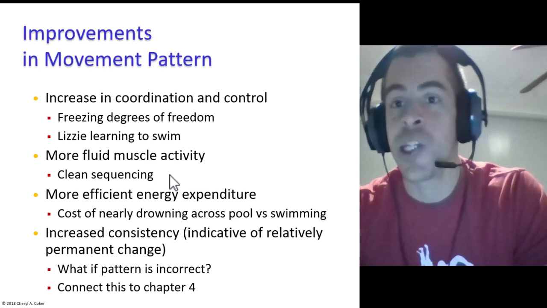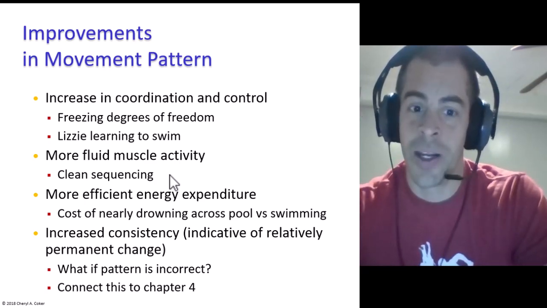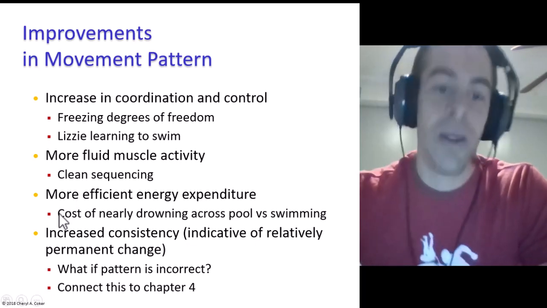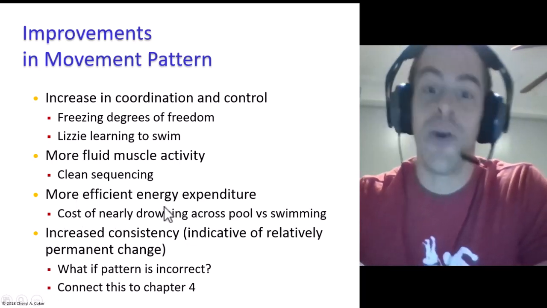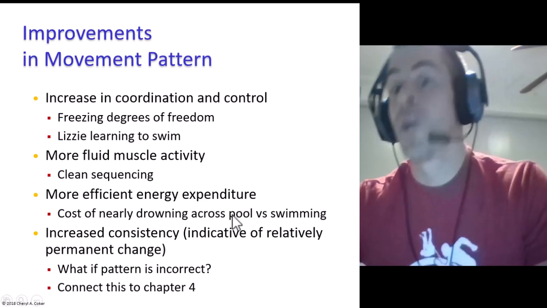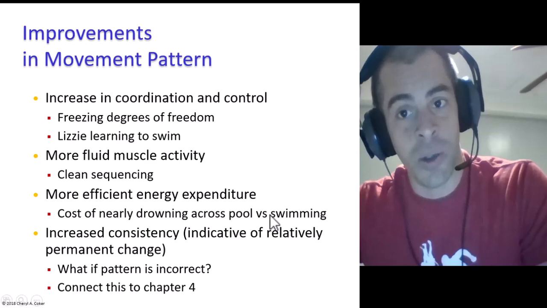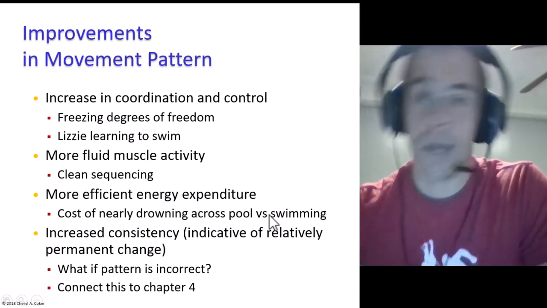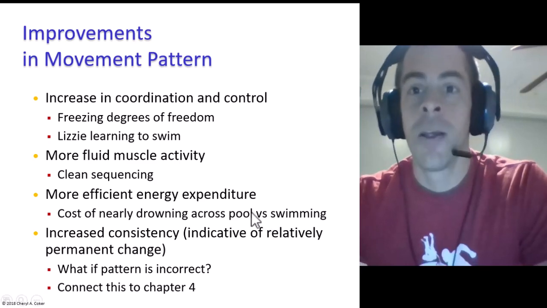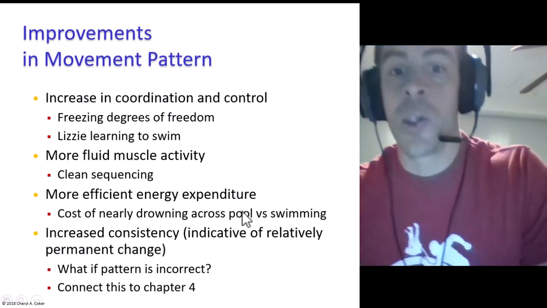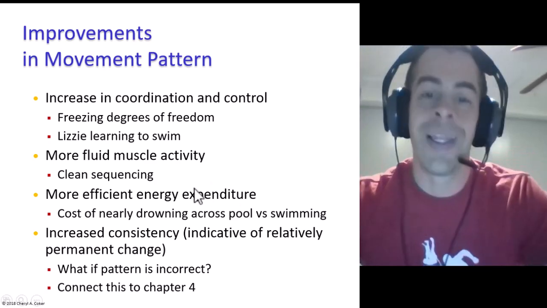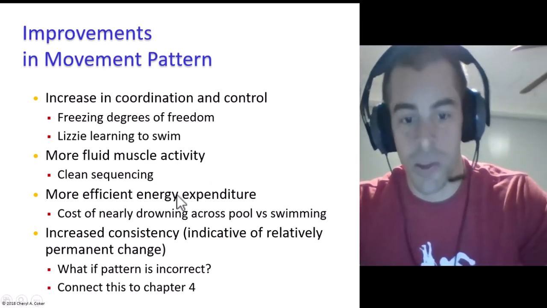Now imagine that energy expenditure, right? I mean, I'm on the extreme end here, but imagine somebody that's just learning to swim, they barely know how to swim, the cost of nearly drowning while swimming across the pool, right? That energy expenditure is incredibly high versus a very proficient swimmer that can do 25 yards in, I don't know, 10 seconds, something like that, probably less, right? That energy expenditure is going to be far more efficient. Okay, so it's going to have less of an energetic cost.